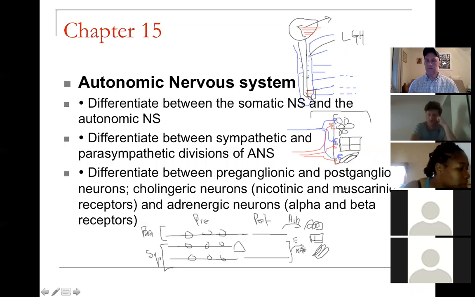So when it was talking about... I was trying to figure out basically where the motor end plate at the neuromuscular junction was, but it was related to the nicotinic and the muscarinic receptors. Okay. So you're confusing pieces of information there. So our neuromuscular junction, if we think about what we taught you inside chapter 10, that is our lower motor neuron of our somatic nervous system, okay?